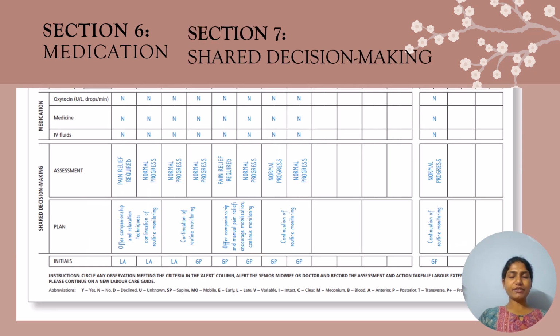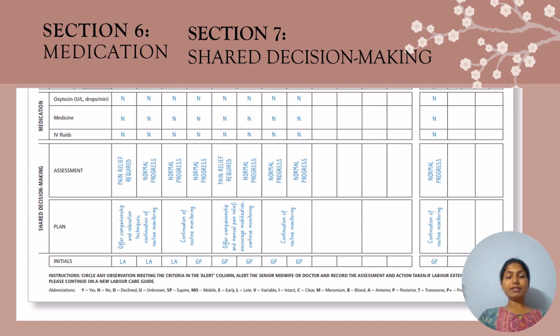Next, what are section 6 and section 7? Section 6 is the medication section. This is almost the same as the partograph: the oxytocin, the drip rate, the medications given, the route and dose, and IV fluids if given. And shared decision making is the final section, which is very important.